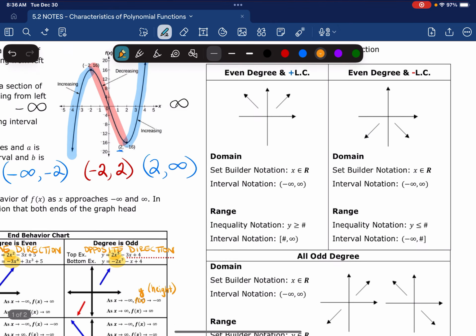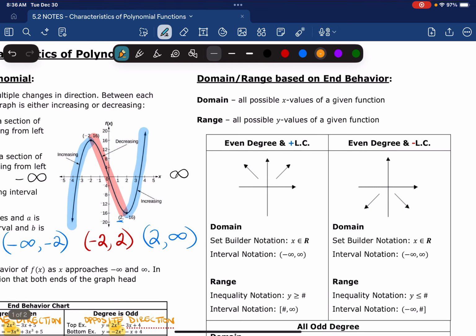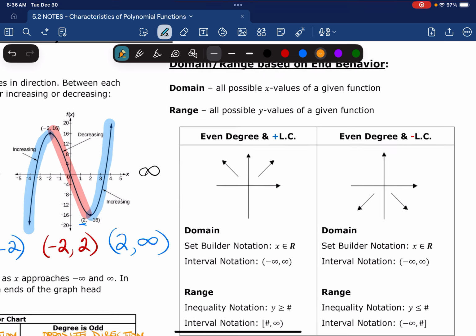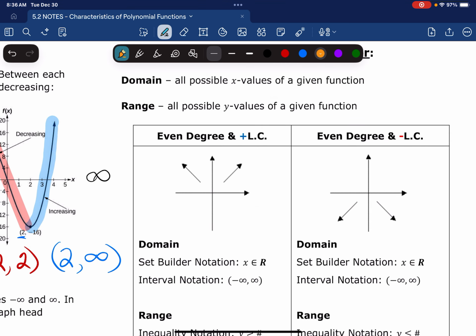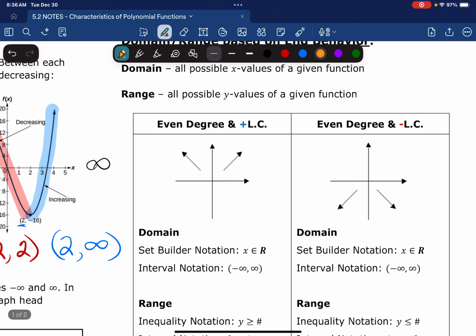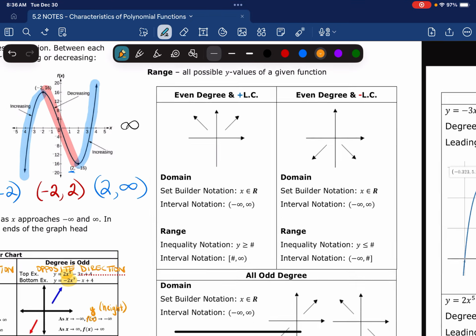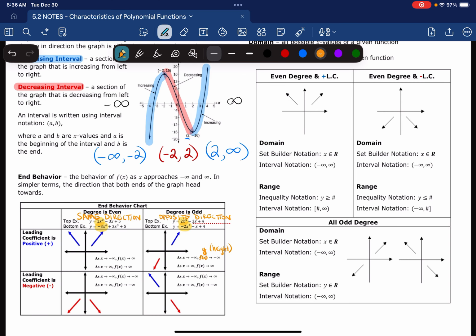All right, so let's talk about domain and range. Remember from algebra, domain is all possible x values of a given function, range is all possible y values of a given function. So let's talk about domain. For every single polynomial function, your domain is always going to be all real numbers, always. The domain of a polynomial function, unless you restrict its domain, which is not what we're talking about right now, is always going to be all real numbers, okay?